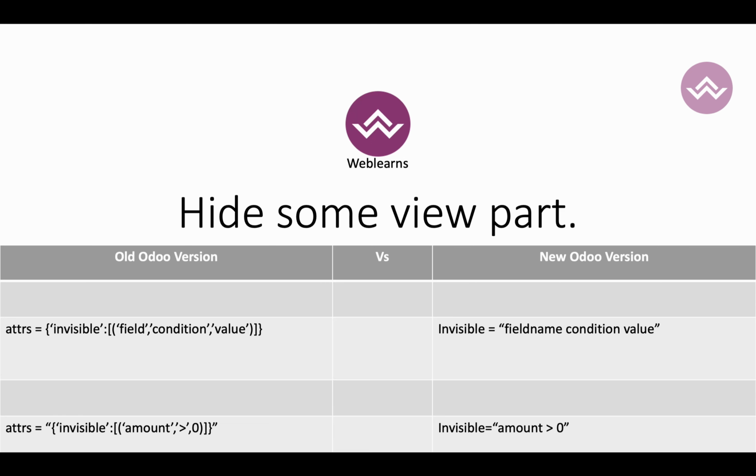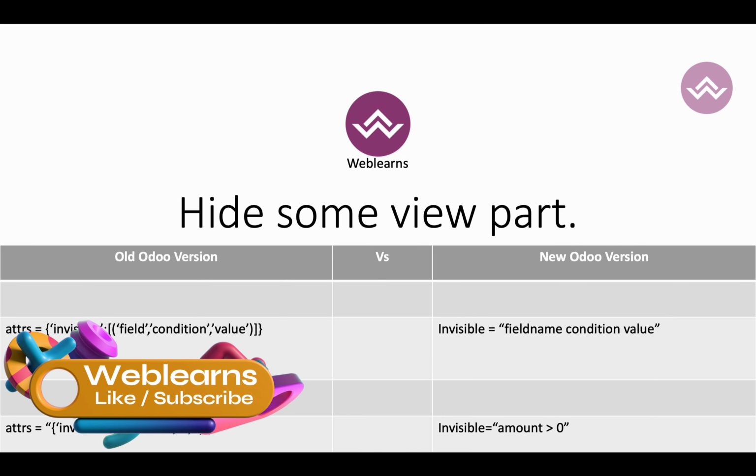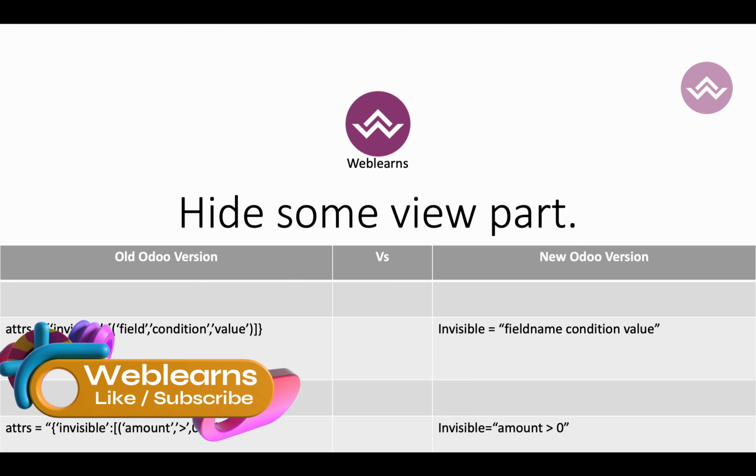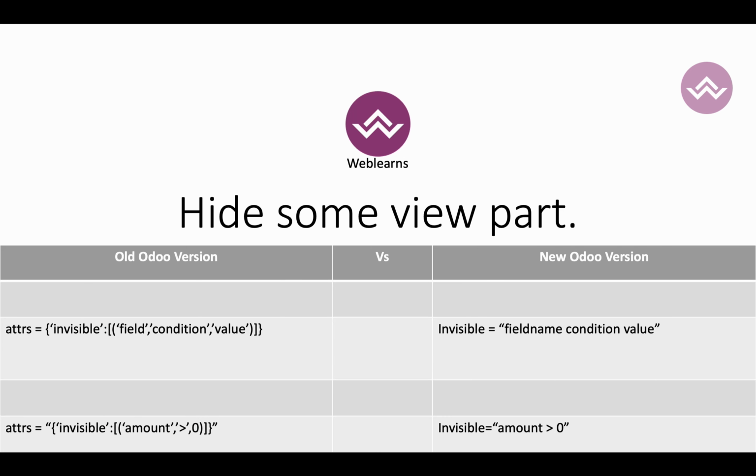Okay, you can see the example at the bottom of the screen. Attrs equal to invisible, and we have provided the condition as amount greater than 0, right? But let's say you are working with the latest version, I mean 17, 18 or upcoming versions, then you have to directly use invisible equal to, then after the field name, condition, and the value. So as an example, let's say invisible equal to, in a double quote, amount greater than 0. Okay, so that's the main change you can see here.